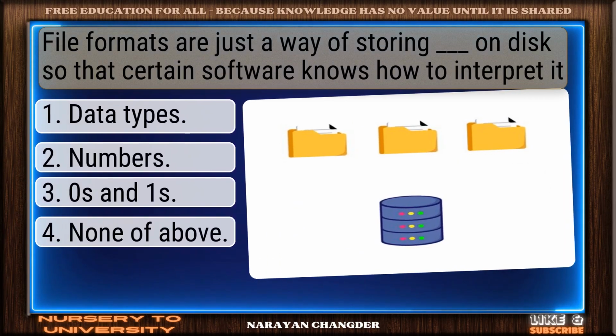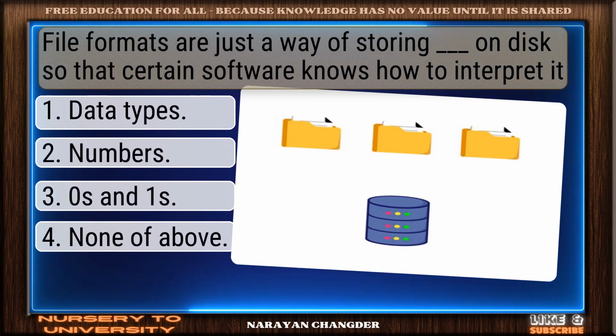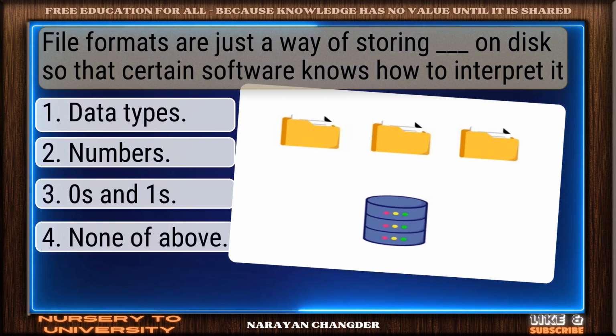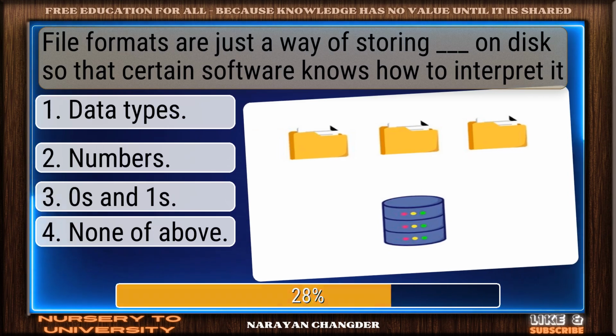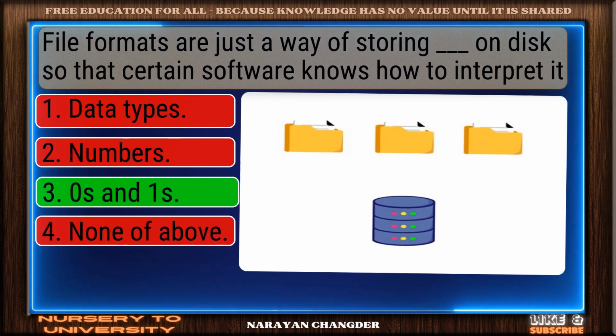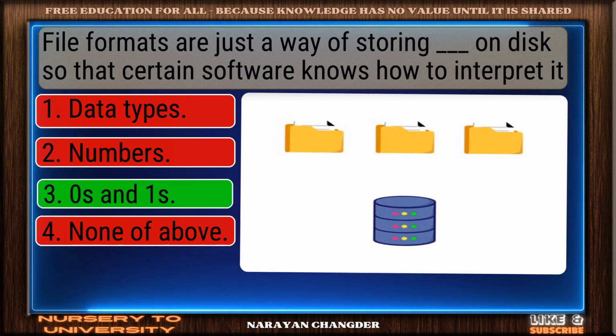Question number 22. File formats are just a way of storing dash on disk so that certain software knows how to interpret it. Smart move. Data and code is an accurate answer.